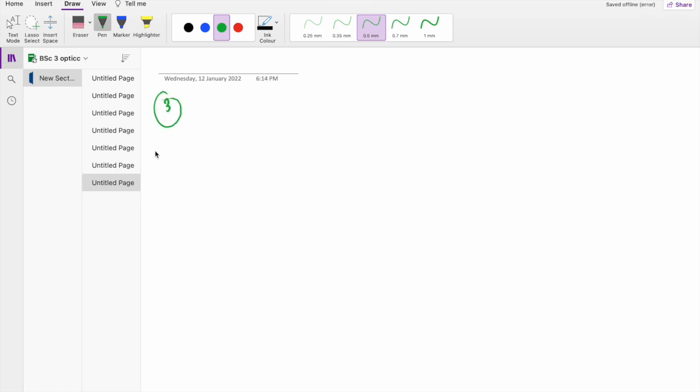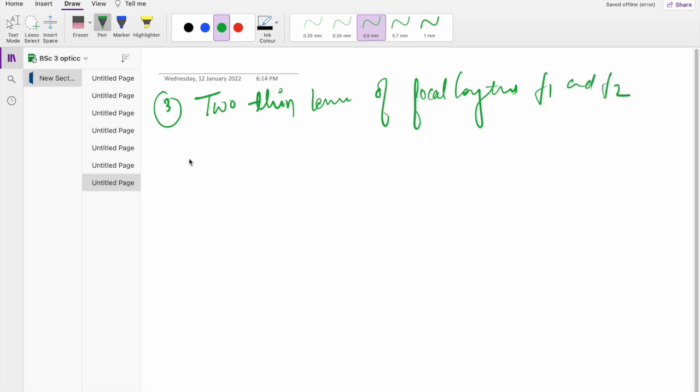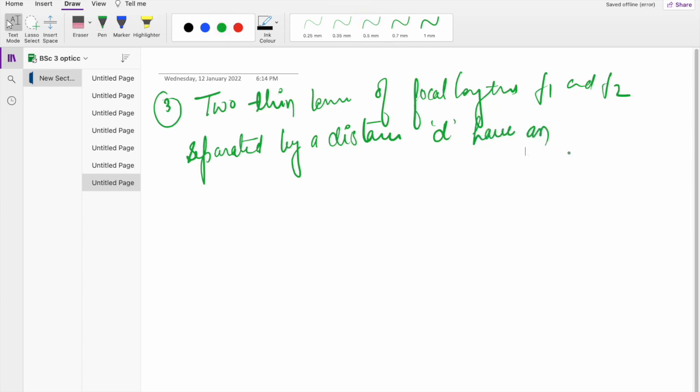Let's take an example 3. If we have given two thin lenses of focal length f1 and f2 separated by a distance d, having an equivalent focal length 50 centimeter.